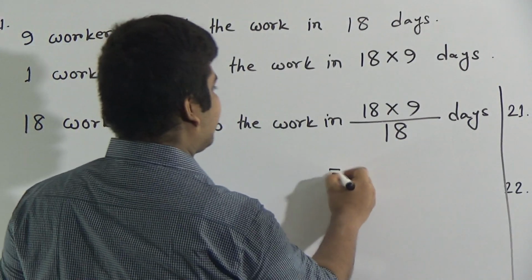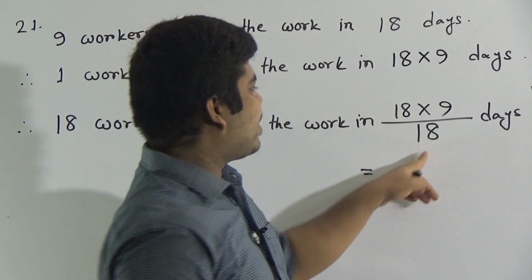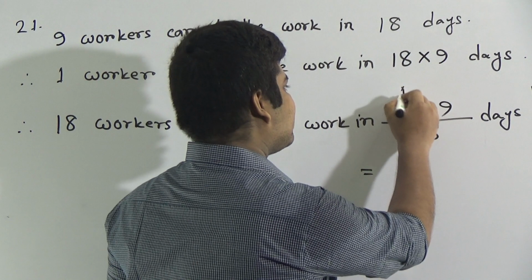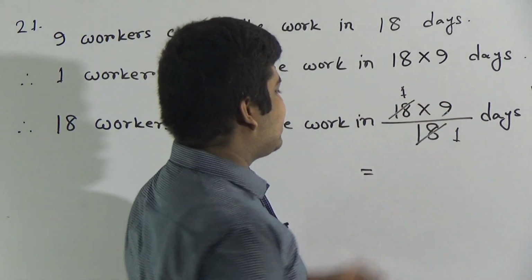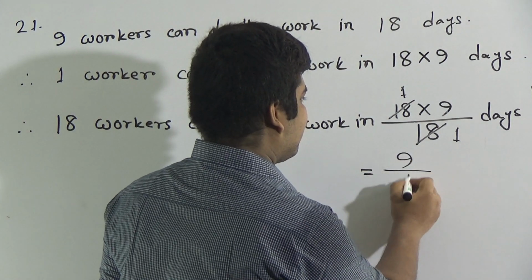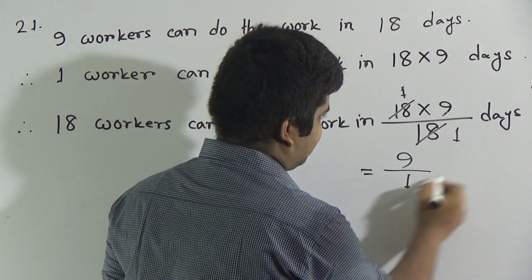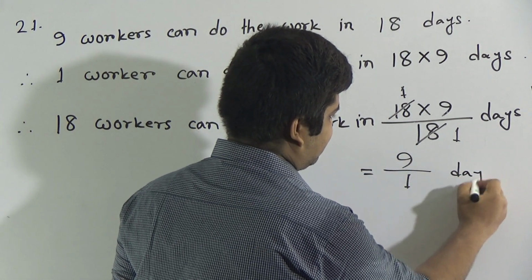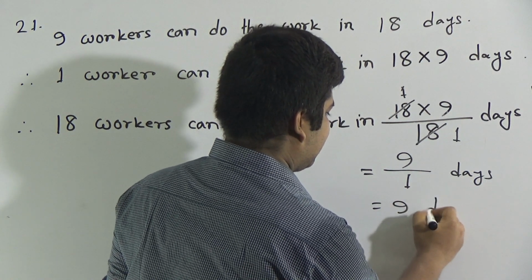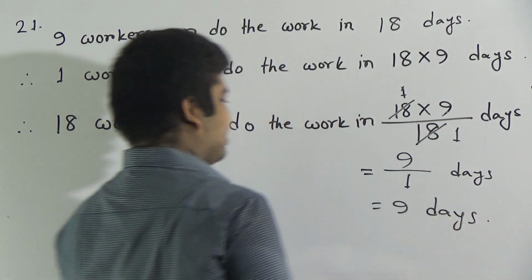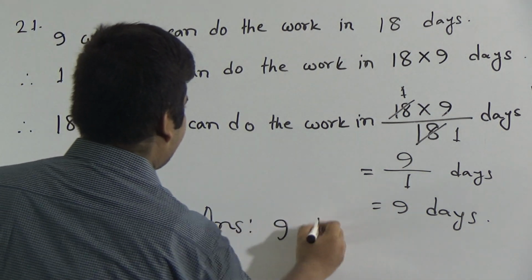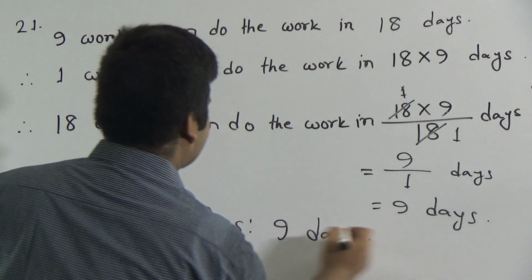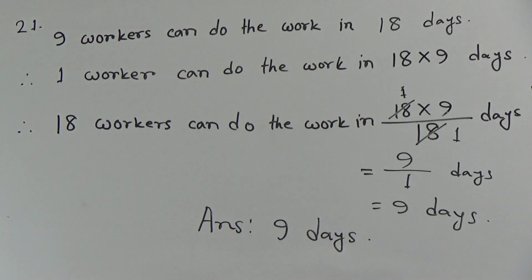Notice now we cut 18 by 18, 18 on the 18, 18 on the 18, then 9 on the 9, 1, that means 9 days, and it is the required answer. I hope you have understood this math. It is so easy.